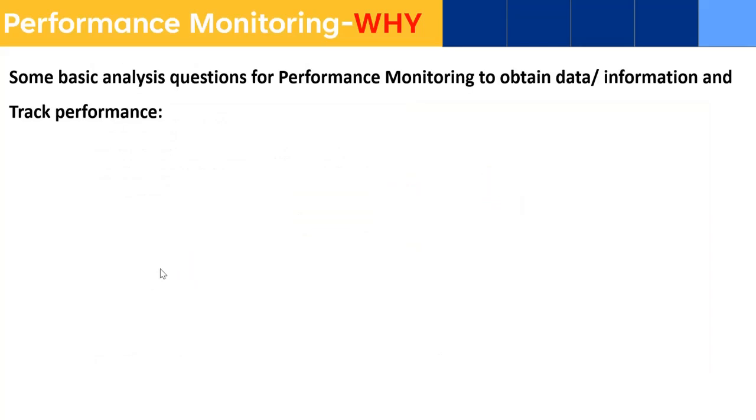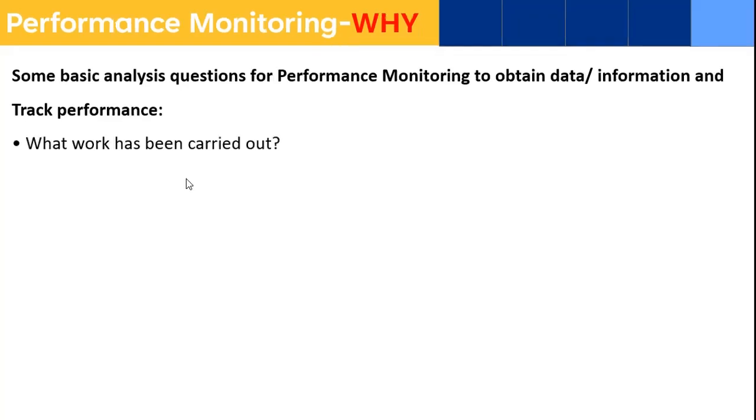Now, some basic analysis questions. There are some questions that you need to understand when we are doing performance monitoring to obtain data and information and track performance. So, what are the basic questions that I should ask? Question number one: what work has been carried out? For any project staff or M&E person, there is a detailed work plan available. First you need to understand that work plan, and you would know what work has been proposed for a specific project. This is your first question.